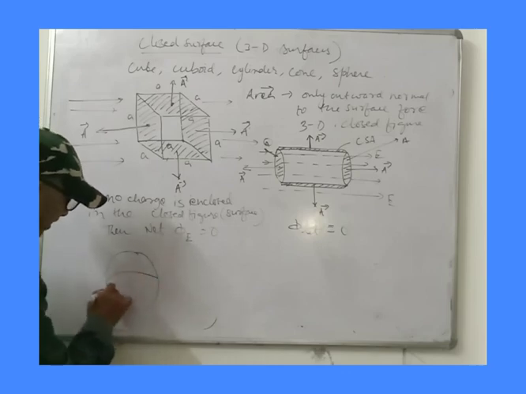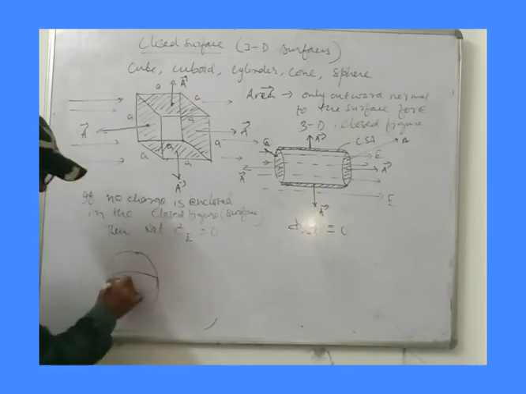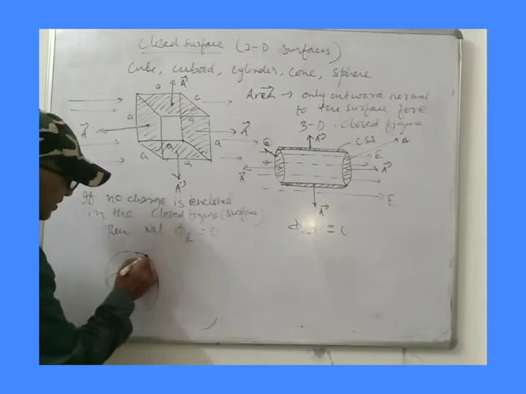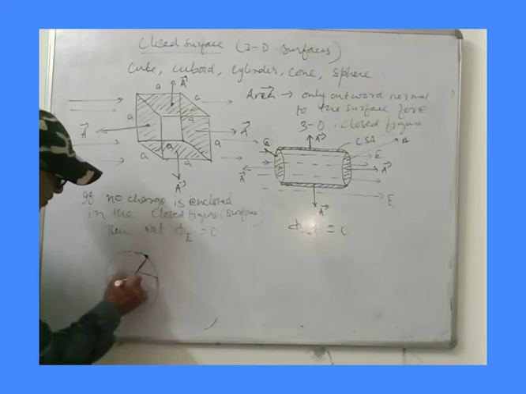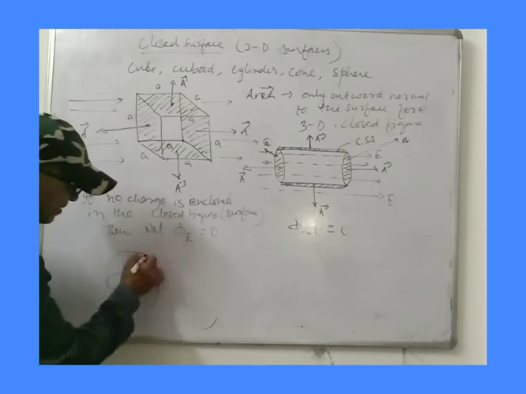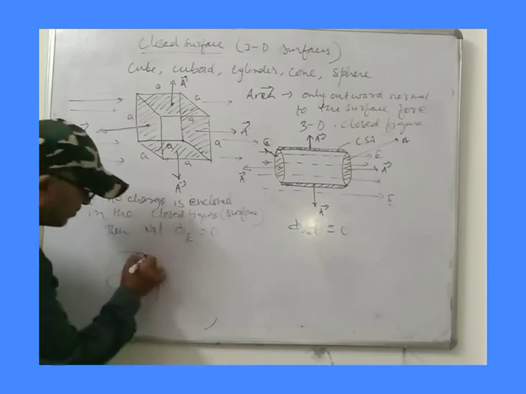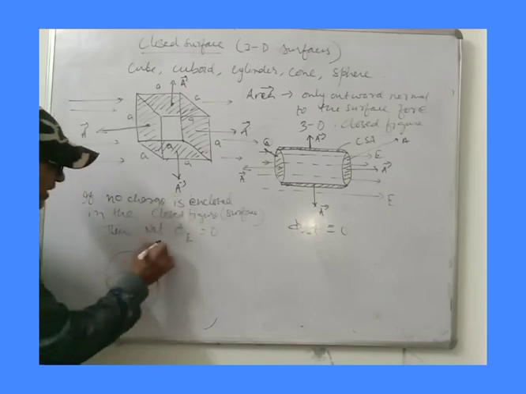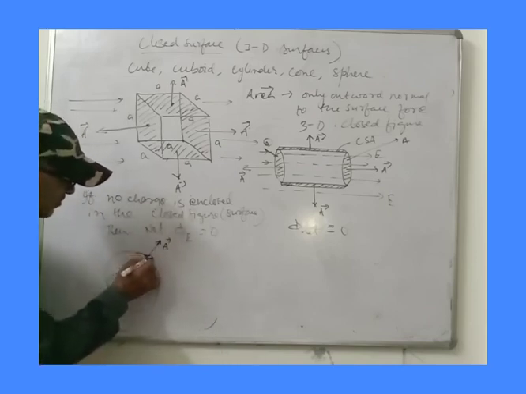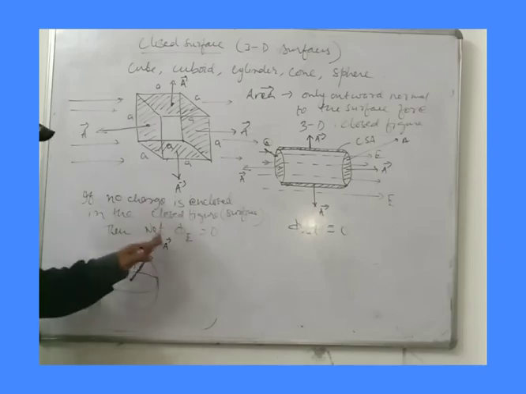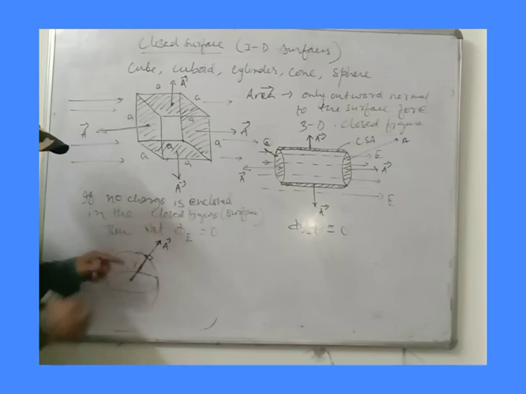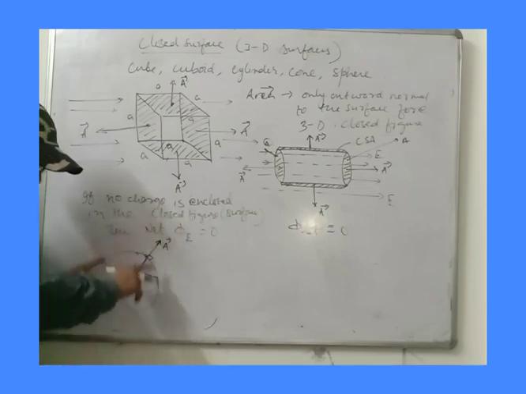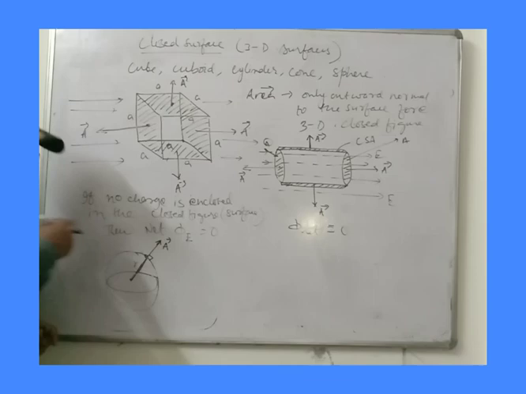In a sphere, you can draw like this as the center. If you take one small surface here, this is the radius. Then on this surface, the area vector will be normal, and that area vector is normal to the surface, and obviously it will pass through the center. Any line perpendicular to the surface of the sphere passes through the center.